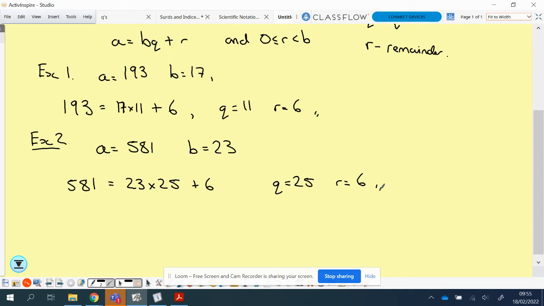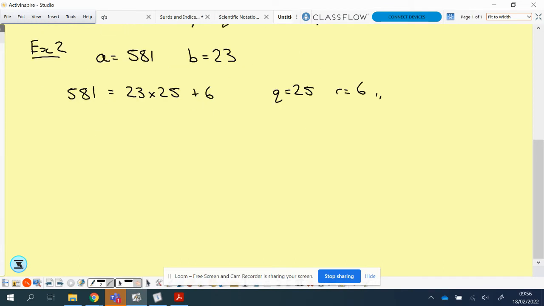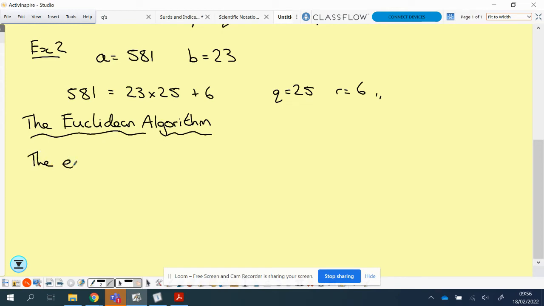We're going to use it now a lot more thoroughly to work out something that you've seen before in school, but probably not how we've done it. We're going to look at what's known as the Euclidean algorithm now, which is based on the division algorithm. So the Euclidean algorithm.